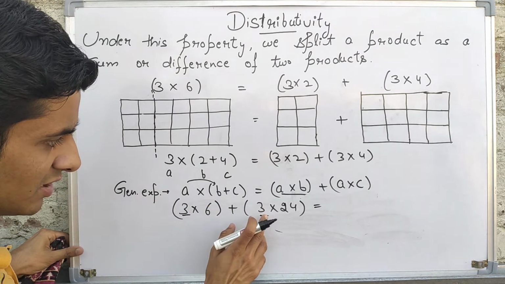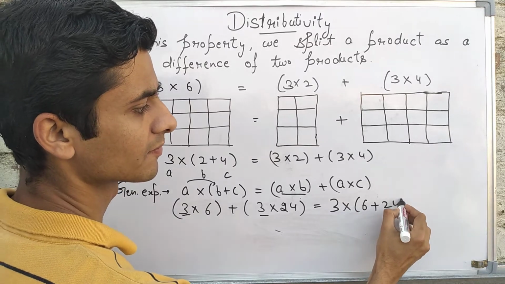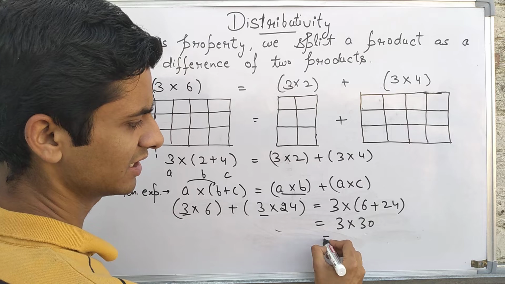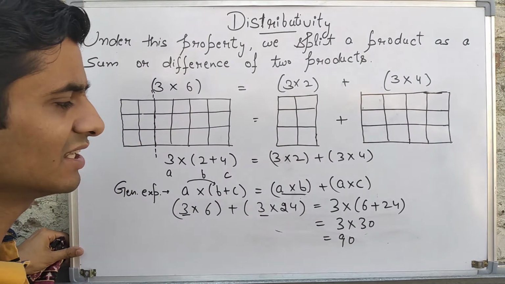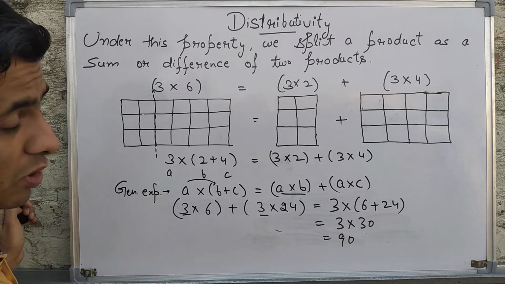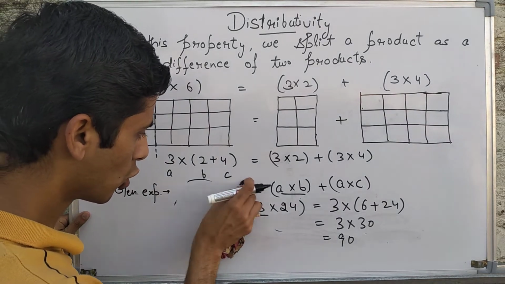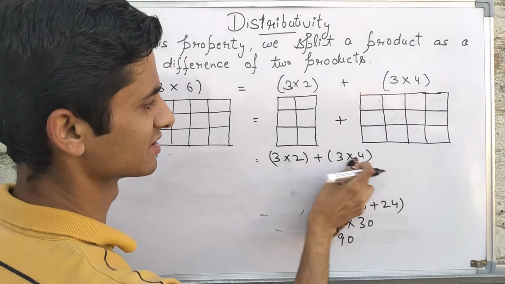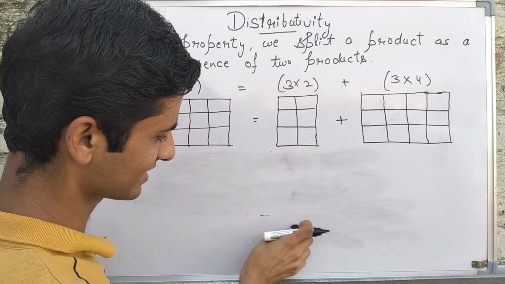3 into 6 plus 24 I can write as 3 into 30, and the answer is straight away 90. So in this way, we can easily solve questions using distributive property. So it is for numbers. It also holds true for rational numbers. This distributive property holds true for rational numbers as well.